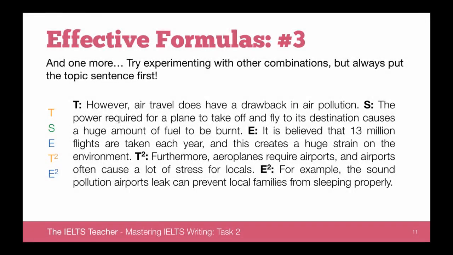Another example here, where we sort of do an extra topic. Here we're looking at drawbacks of air travel. However, air travel does have a drawback in air pollution. Very clear. Air pollution. There's our topic. The power required for a plane to take off and fly to its destination causes a huge amount of fuel to be burnt. There's our supporting sentence.